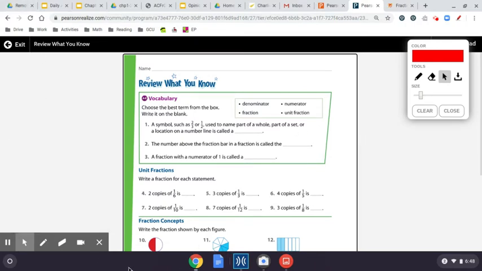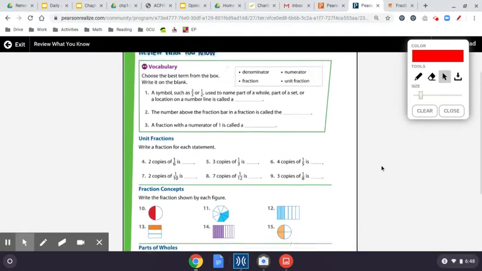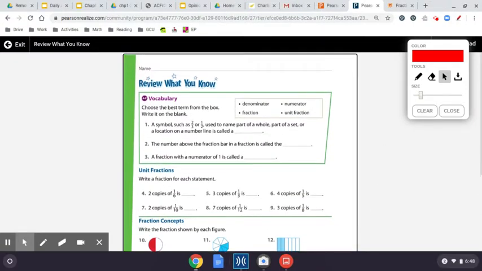And then tomorrow we'll be talking about equivalent fractions. So I hope that was helpful. If not, please let me know. We can do a Zoom session and we can do it together. But I think you'll be okay with this.